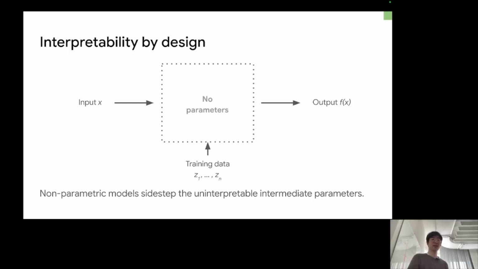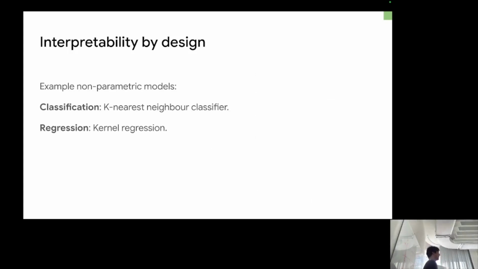So in this case, I would say interpretable models by design are the ones that do not have any parameters in the model. You're basically drawing conclusions about this test point directly from training points without going through a parameter stage. Do you know what this is called? In statistics, what is this called? Yes, non-parametric. Exactly, non-parametric.